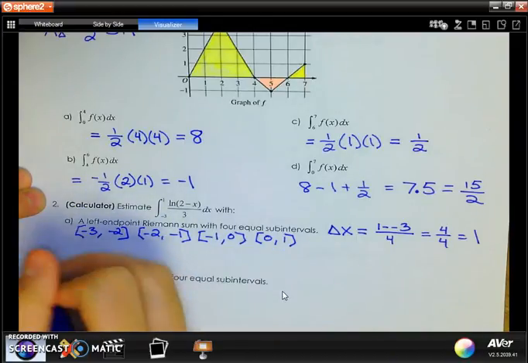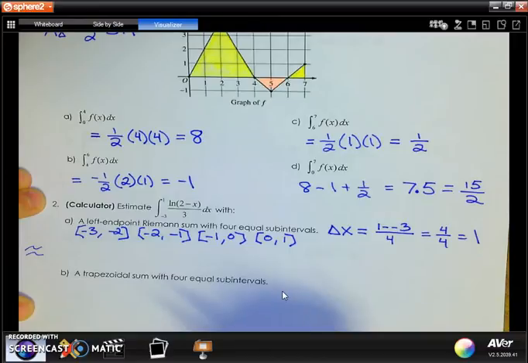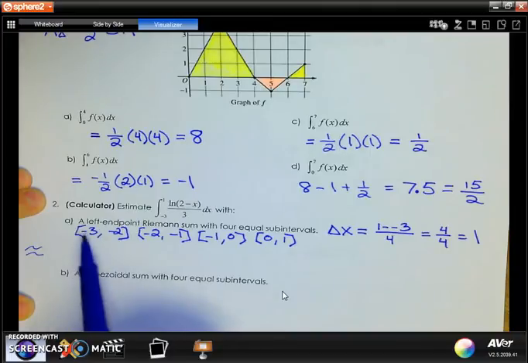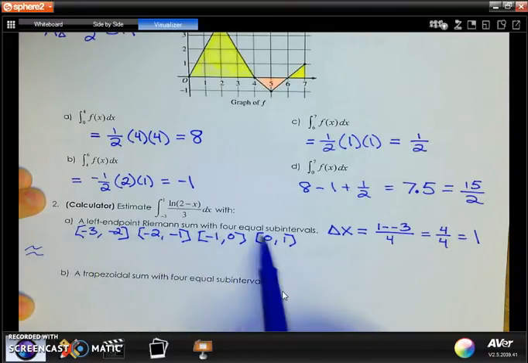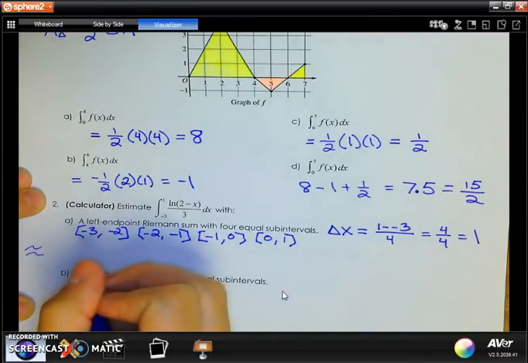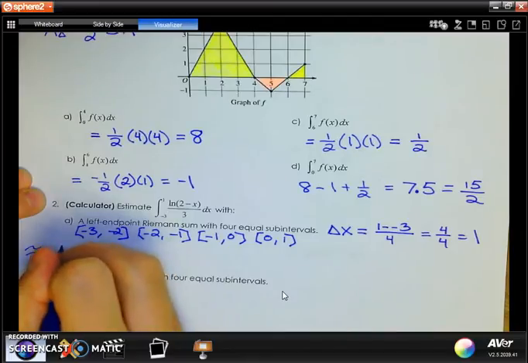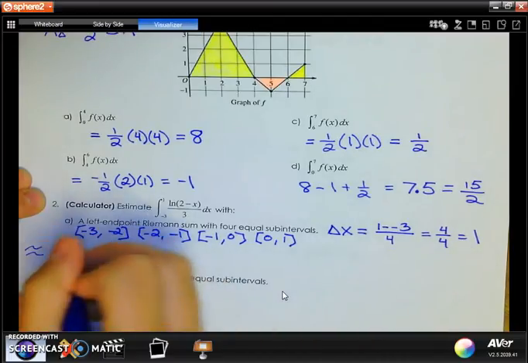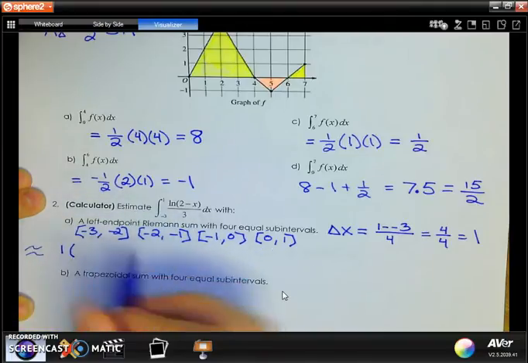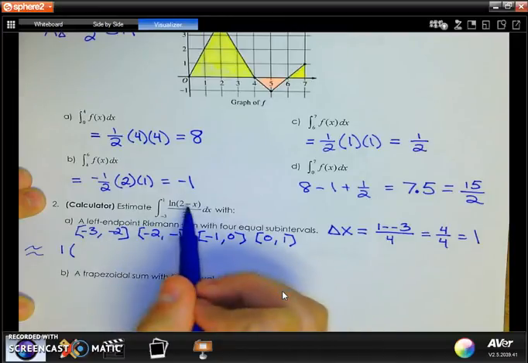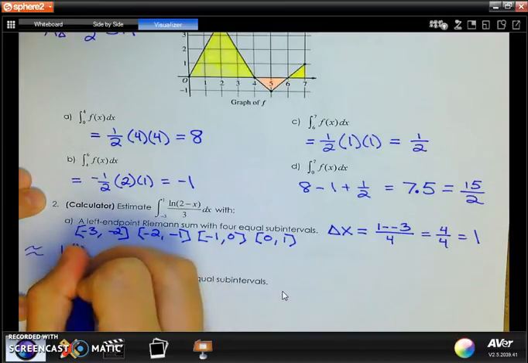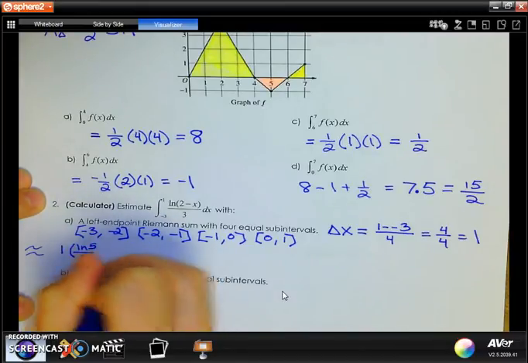And now I'm going to use my formula. So again, this thing is approximately, because Riemann sums give us an approximation. And with the left endpoint Riemann sum, that means I'm going to be using this number, this number, this number, and this number, because that's the left of each one. So it's going to be delta x times what I get when I evaluate there. So it's going to be 1, that's easy, because that's my delta x, times, well, what do I get when I plug in a negative 3? When I plug in a negative 3, 2 minus a negative 3, that turns to a plus, so it would be the ln of 5/3.